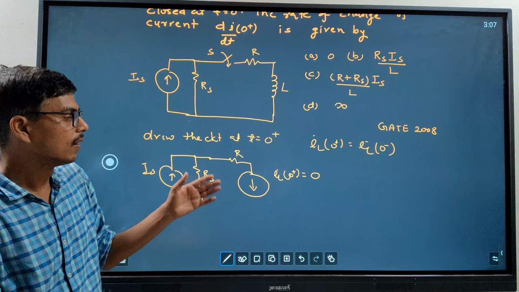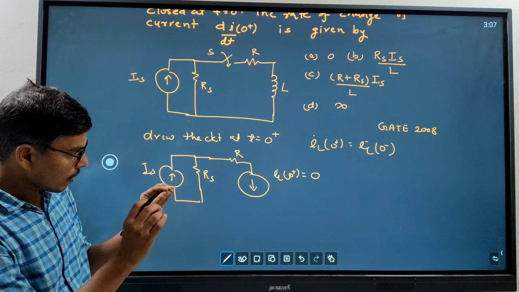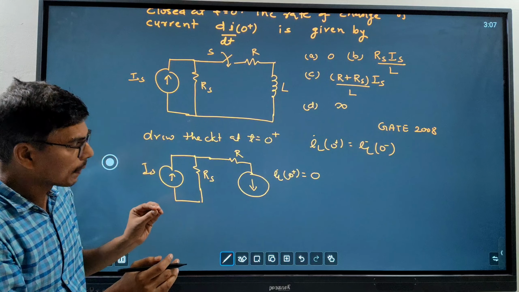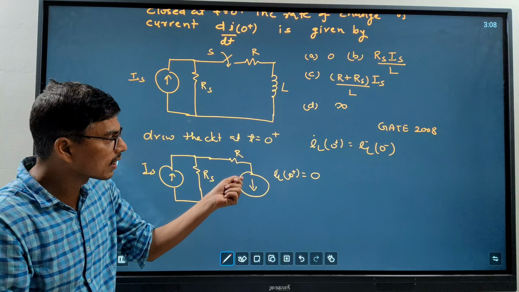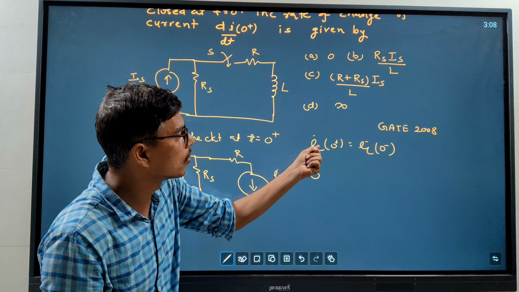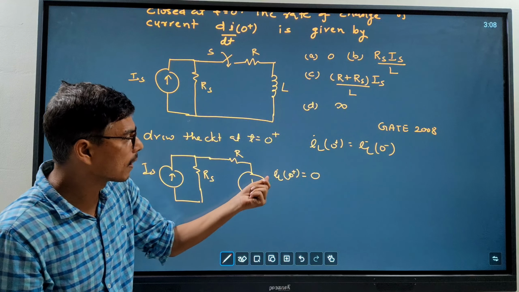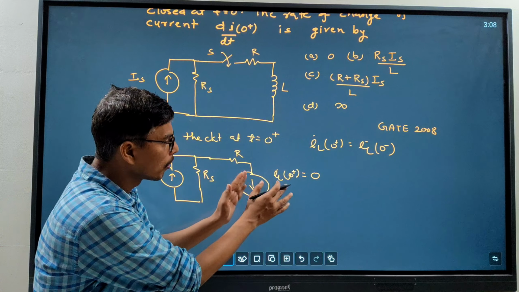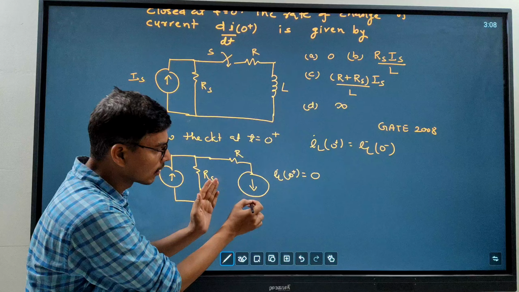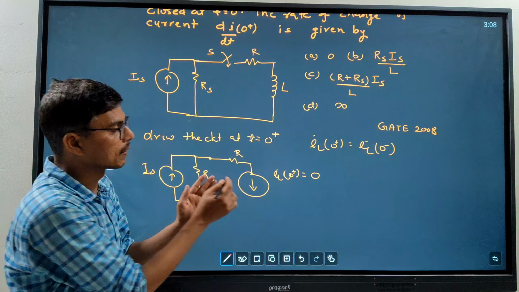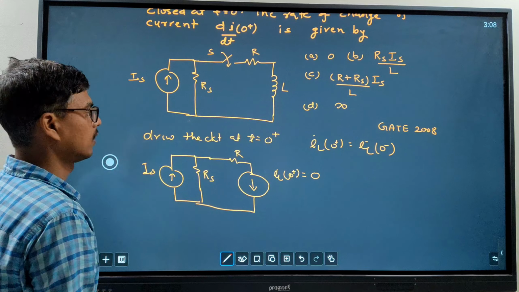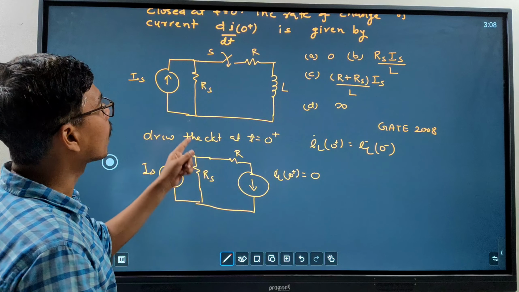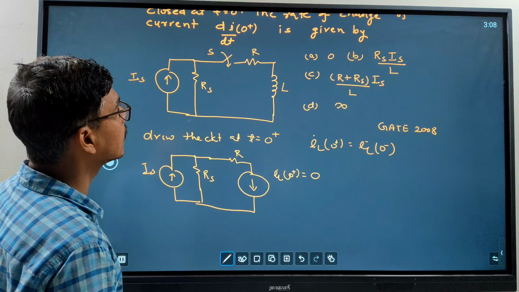It is similar to saying that it is open. No current means open. We are just writing as we have discussed: represent the inductor as a constant current source with current equal to the 0 minus current. Similarly, we are saying this is an open circuit. No current means open circuit. Both are the same, okay? Now what is di/dt given by?